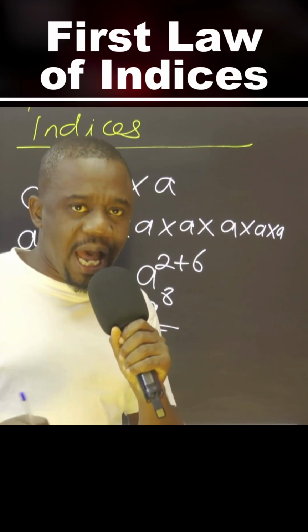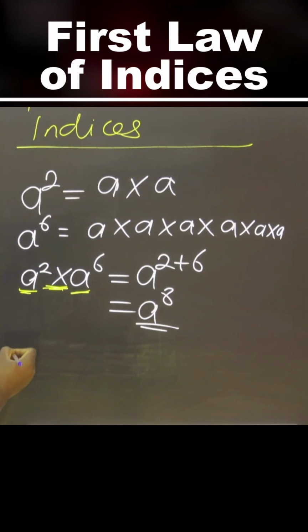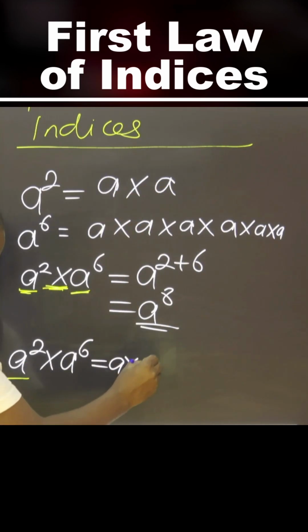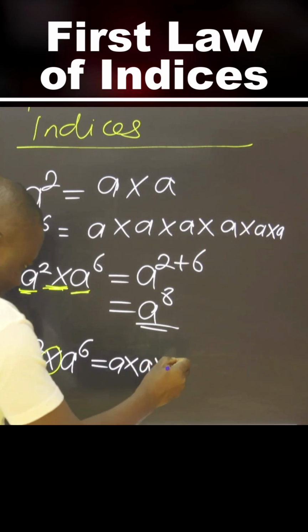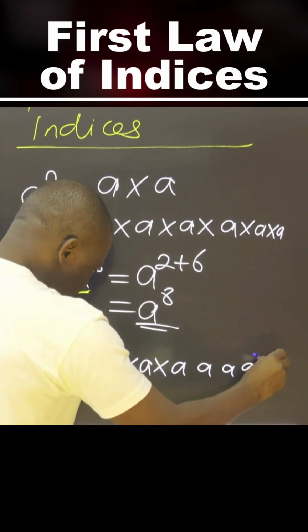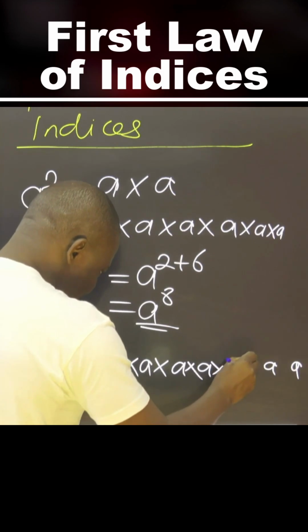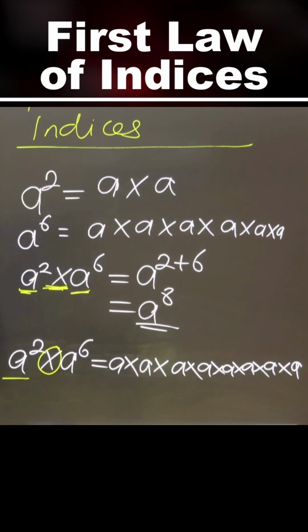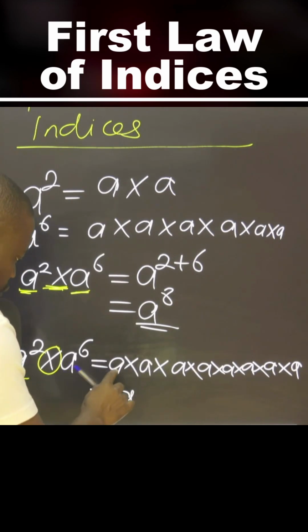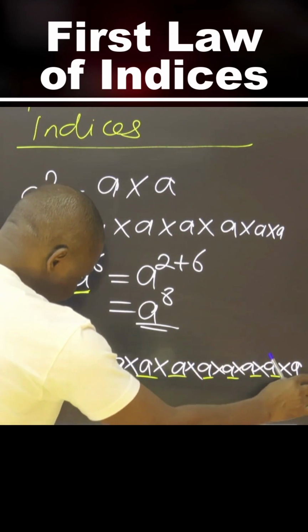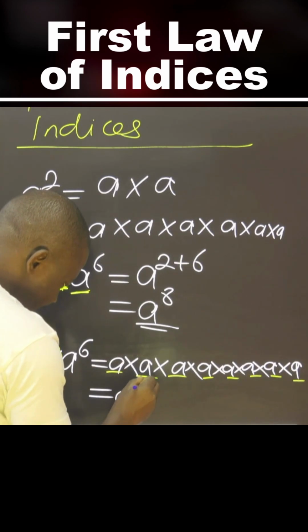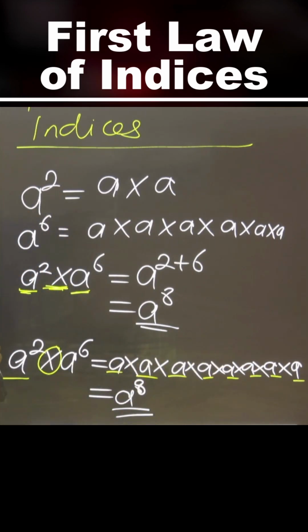And if you go ahead now and say, okay, no, I want to do it myself, I want to be stubborn, I don't want to follow this rule, you can go ahead. That is to say, a raised to power 2 multiplied by a raised to power 6 is equals to, you agree with me, the first one is a multiplied by a. That is just 2. Then this one, there are 6, that is 1, 2, 3, 4, 5, 6. Let's put multiplication in between them. If you want to count now, you count 1, 2, 3, 4, 5, 6, 7, 8. That is 8 here. So you can see the same result.